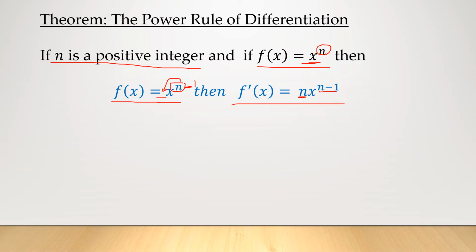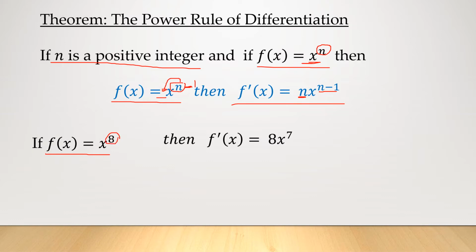For example, let's say the given function f is x raised to the 8th power. To get the derivative, the exponent 8 moves to the numerical coefficient, and the exponent 8 we subtract by 1, so it becomes 7. This is now the derivative.